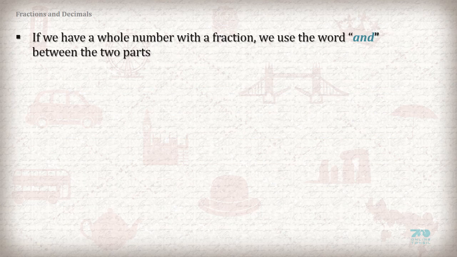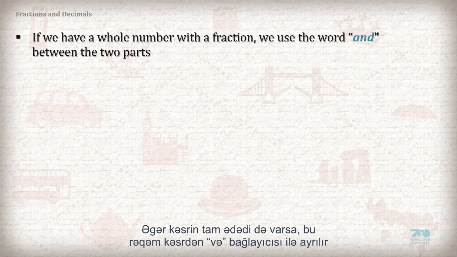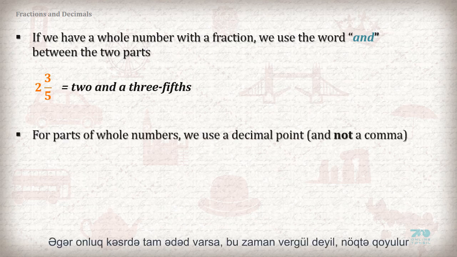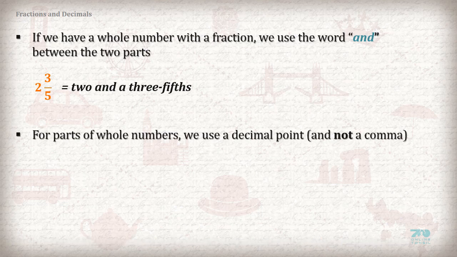If we have a whole number with a fraction, we use the word and between the two parts. For example, 2 3/5. For parts of whole numbers, we use a decimal point, not a comma. For example, 2 1/2, 2.5.